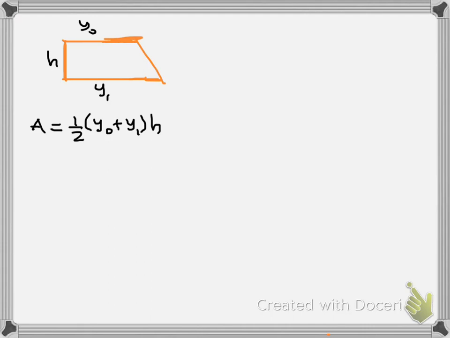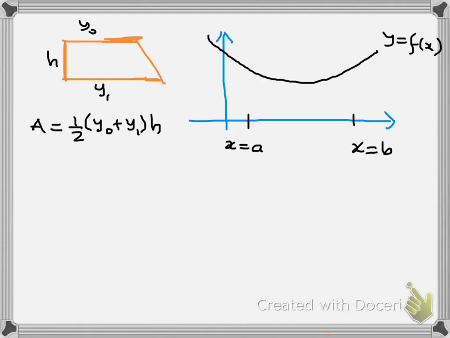We are going to use that as part of what we do to find the area under a curve using the trapezoidal rule. So suppose we have a curve like this, and this curve has equation y equals f of x, and we want to find the area under the curve from point A to point B, x equals A to x equals B. Starting from the initial point x equals A, we are going to draw in so many trapezoids.